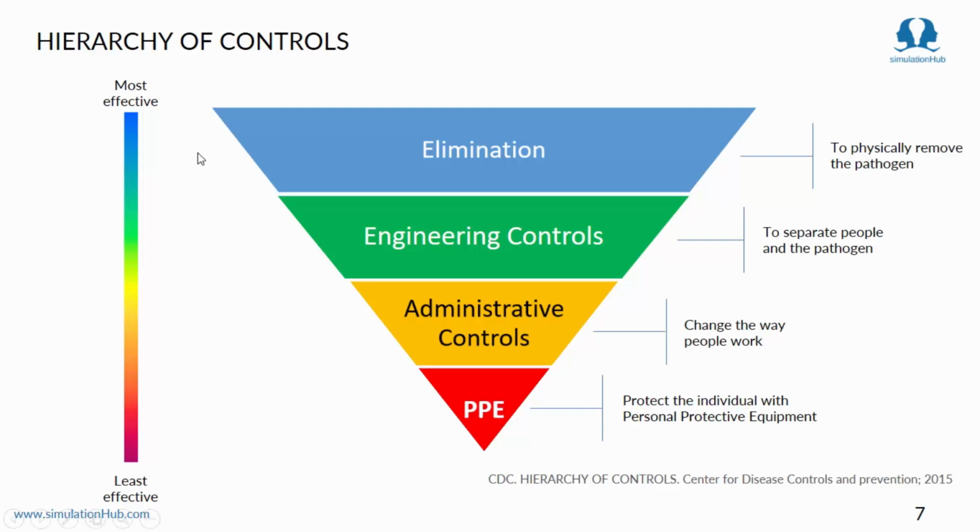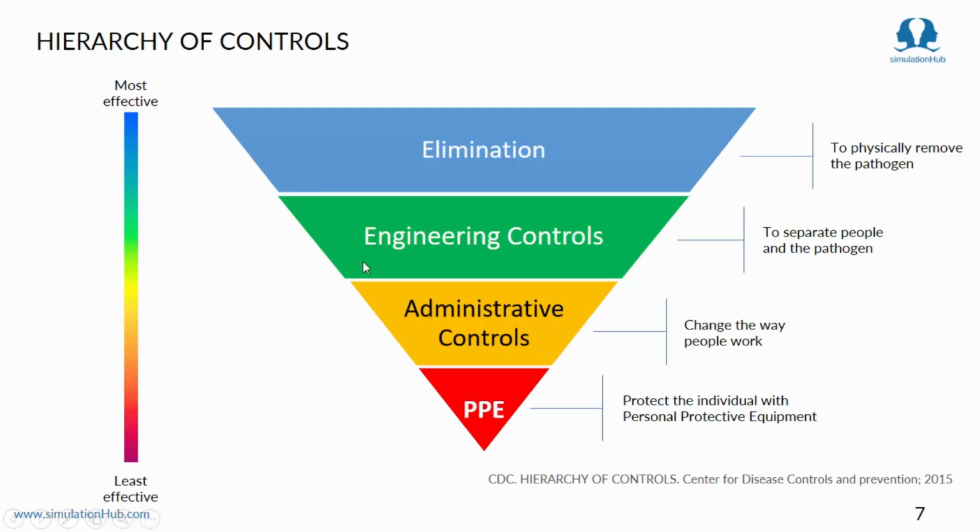So, here on screen, you can see the hierarchy of controls suggested by the US Center for Disease Control and Prevention in mitigating COVID-19 hazard at workplace. As you can see in the figure, the most effective and ideal way is elimination of the virus. Like if there is no infected person entering the building, there will not be any chance of infection spread.